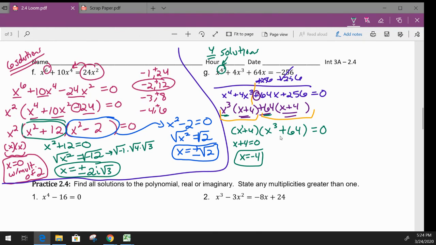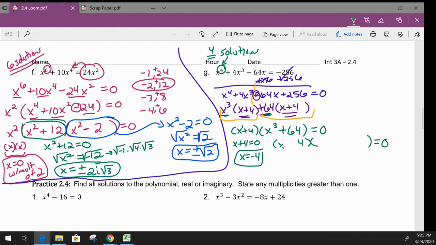You have a perfect cube. X to the 3rd is a perfect cube. 64 is a perfect cube. This is a sum of cubes. And when you factor a sum of cubes, which you will have to do very often, it factors into a binomial and a trinomial. The cubed root of x to the 3rd is x. The cubed root of 64 is 4.